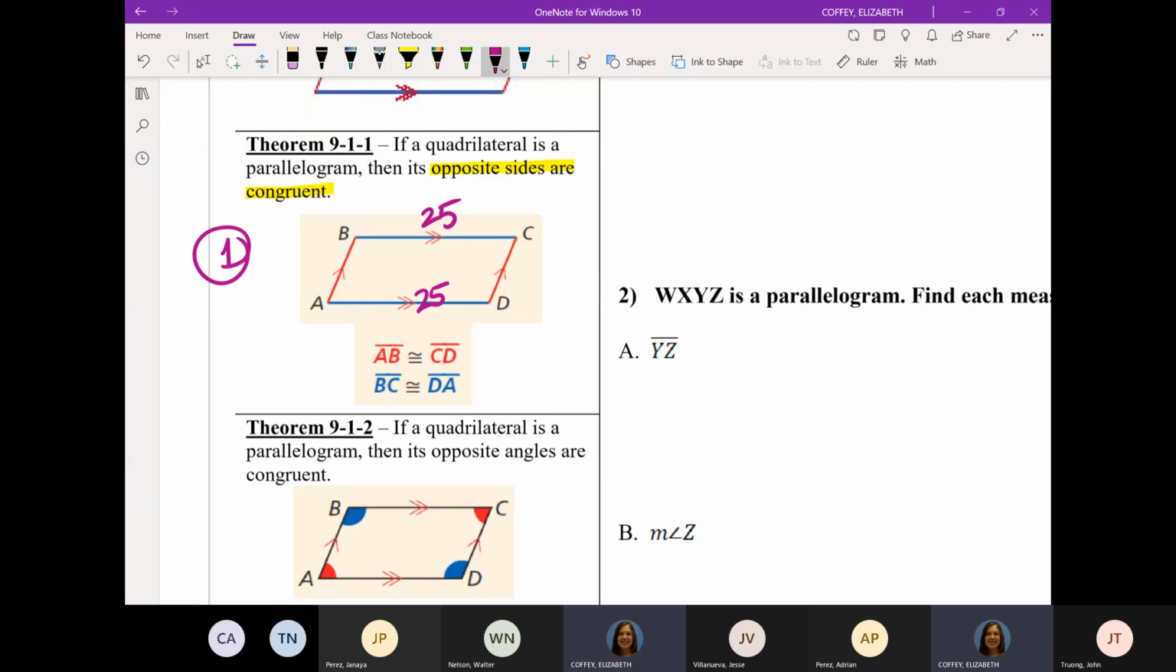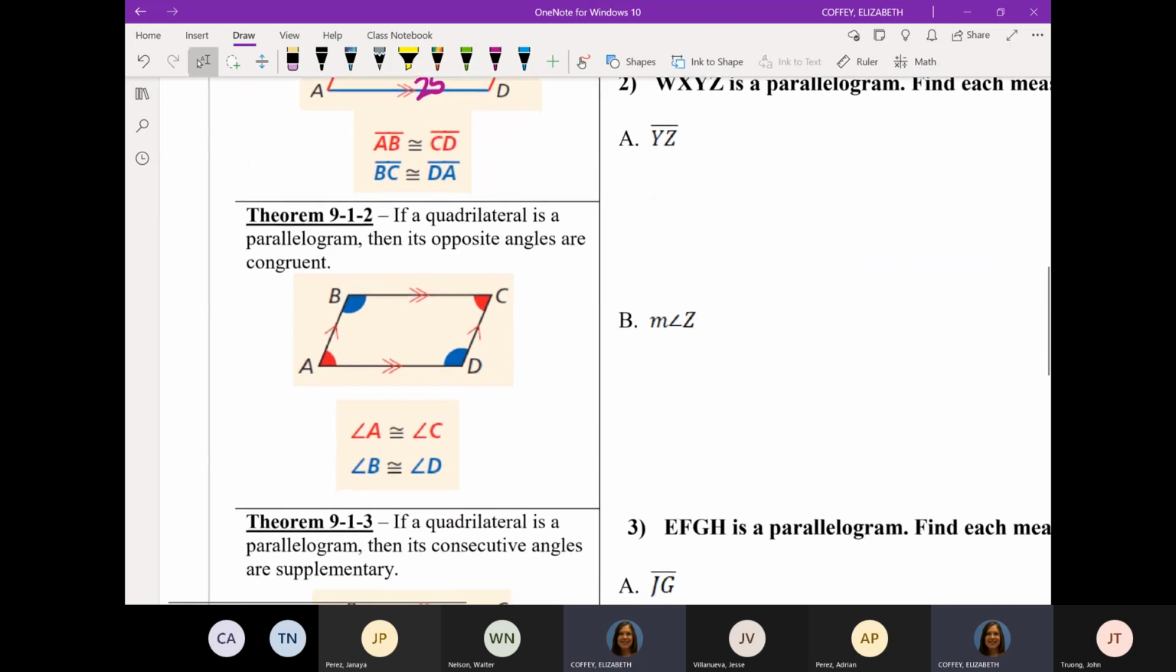Okay, let me give you another one then. If I tell you that AB is 10, Joshua, what else do I know? If AB has a length of 10. Very good. DC is also going to be 10. All right, so most of you probably already knew that property. Okay, so that's not new. Opposite sides are equal, congruent.